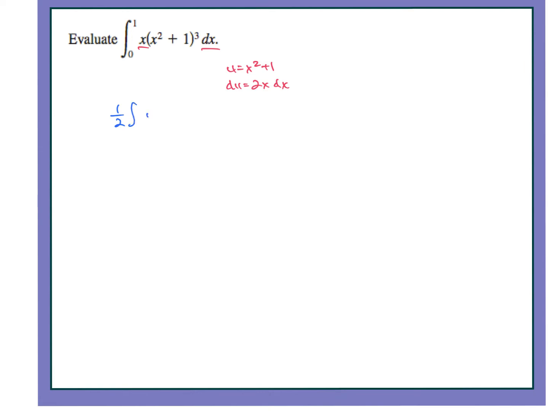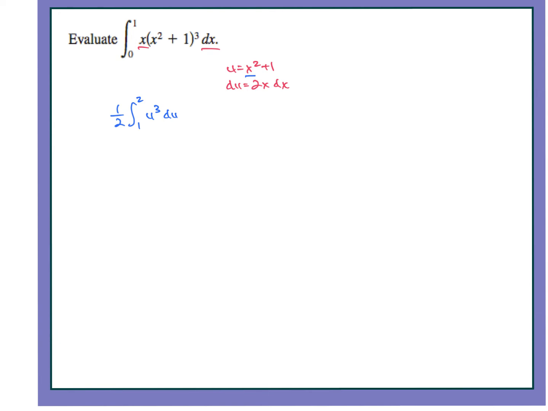Now, I personally love to change my limits. It honestly saves time. So if I have u cubed du, I want to change my limits right now. I'm telling you, it's easier. If I substitute in 0, my lower limit in terms of x, what do I get? 1. So my new lower limit in terms of u is 1. And my new upper limit is 2. I substitute in 1 for x, and now I'm in terms of u. Do I ever have to go back to x? Never go back to your x.